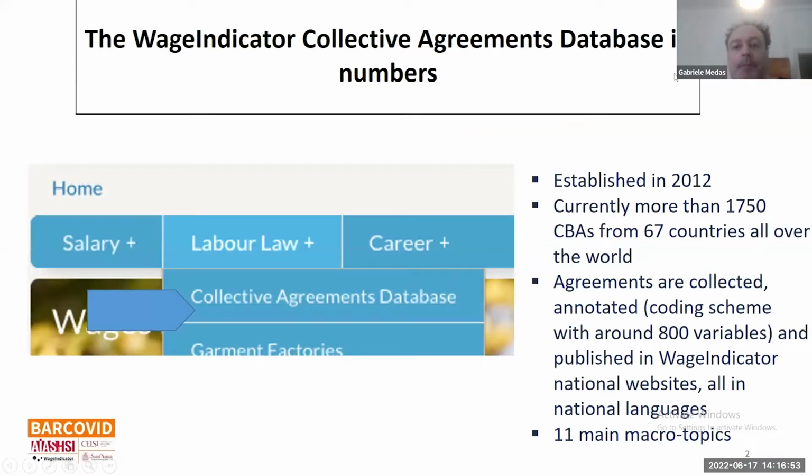The WageIndicator collective agreements database was established back in 2012 and is currently hosting more than 1,750 CBAs from 67 countries all over the world. The agreements are collected and annotated according to a coding scheme with around 800 variables, and then are published on the WageIndicator national websites, all in national languages. The agreements are annotated according to 11 main macro topics and related sub-questions.